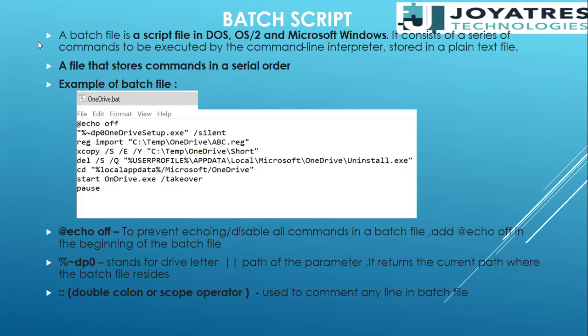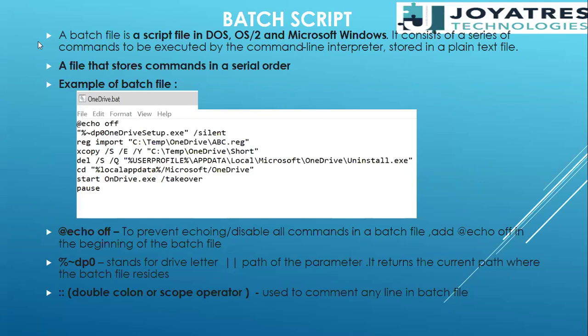So the first line in this batch file is @echo off. Echo off is to prevent echoing, to disable all commands in a batch file. We have to add @echo off in the beginning of the batch file. But why do we add it? To disable the commands. When we are installing any application, we get a CMD pop-up, it comes and it goes. To disable that pop-up of CMD, we have to give this echo off. It will disable the echoing of that particular execution. So that is why we write echo off.